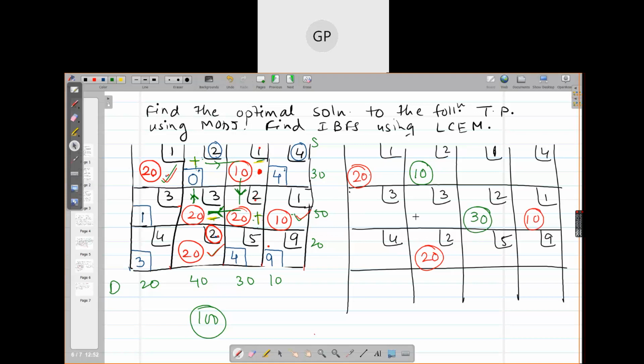So what will happen with this cell now? 2,2 is 10. 10 units. So again your supply and demand quantities are retained as they were. So this is 50, this is 20, so this is 100, this is 20, this is 40, 30 and 10. Is that okay? Yes, ma'am.